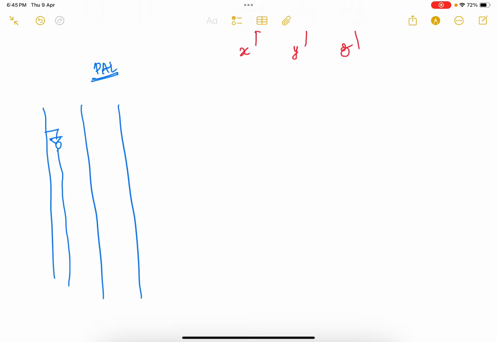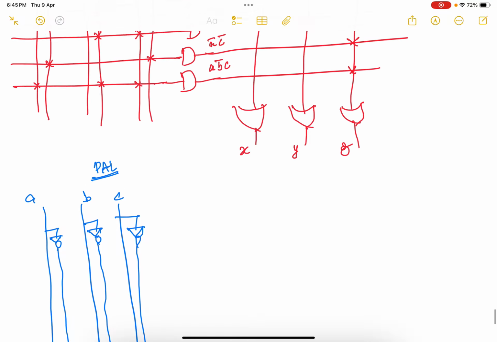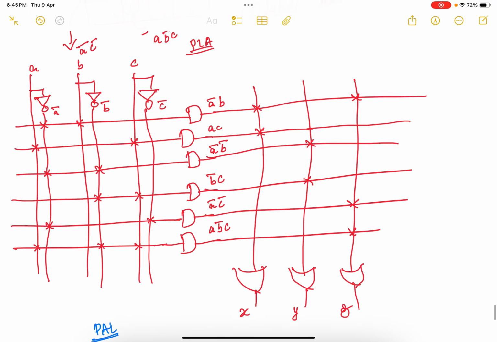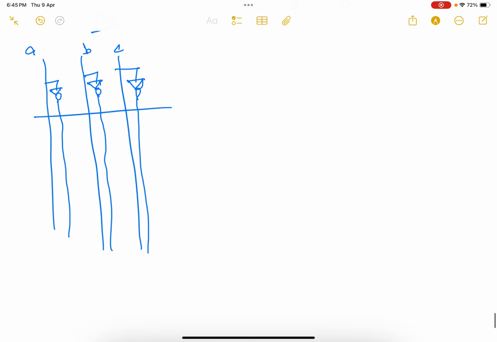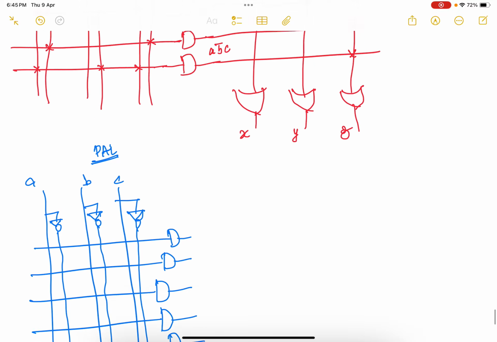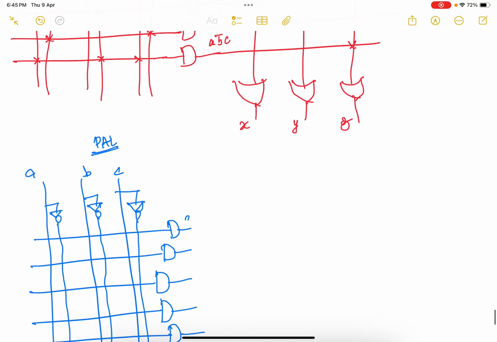So here A, B, and C. Okay, A, B, C I am replicating. So as usual, same thing. How many terms did we get here? Around 6 terms. So 6 horizontal lines: 1, 2, 3, 4, 5, 6. And the first output here is A bar B.